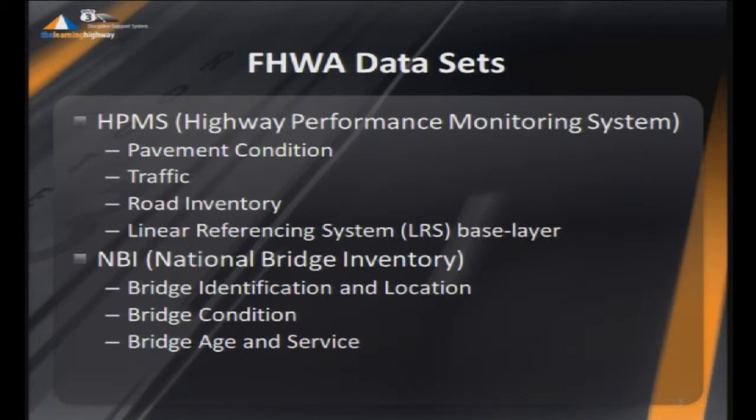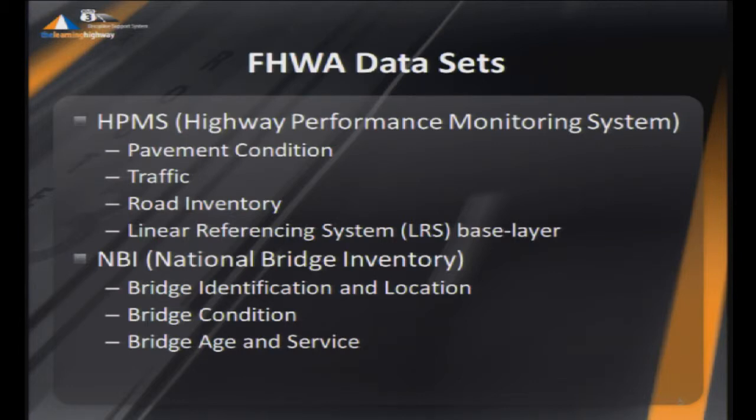The first one is HPMS, the Highway Performance Monitoring System. This is the system that provides us information about our roads. This is how we know what roads are out there, what the condition of the pavement is on those roads, what the condition of the traffic is on those roads. It's that road inventory system. And perhaps most importantly, since 2010, it's given us a linear referencing system base layer for all the roads within a state. By next year, it should include all public roads within a state. And for data integration, having that base layer of what is the road inventory is really key.